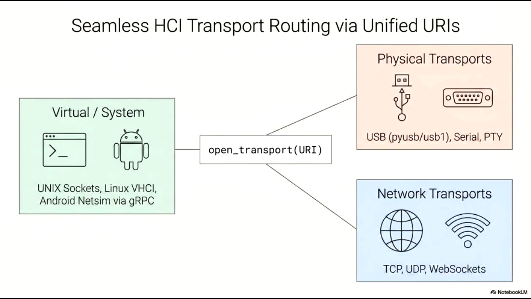This same unified interface bridges to physical transports, such as USB, leveraging libraries like PyUSB or USB 1, as well as serial and PTY connections. Additionally, the system encompasses network transports, providing native support for TCP, UDP, and WebSockets. By consolidating these diverse communication paths into a unified URI-based routing system, developers can switch between virtual, physical, and network backends effortlessly. This ensures maximum flexibility and consistency across different development, testing, and deployment scenarios.